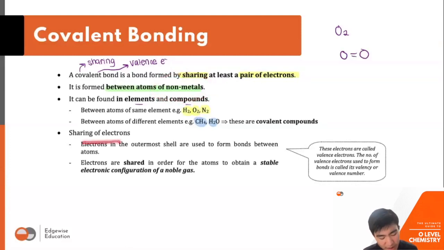Now, sharing of electrons, how does it work? They are going to share electrons in order for the atom to obtain a stable electronic configuration of a noble gas. So remember, every atom wants exactly the same thing. They want a stable electronic configuration. That's all, end of story. I just want to get this structure. Okay, I'm happy already. I want all my valence shell electron slots to be filled up.